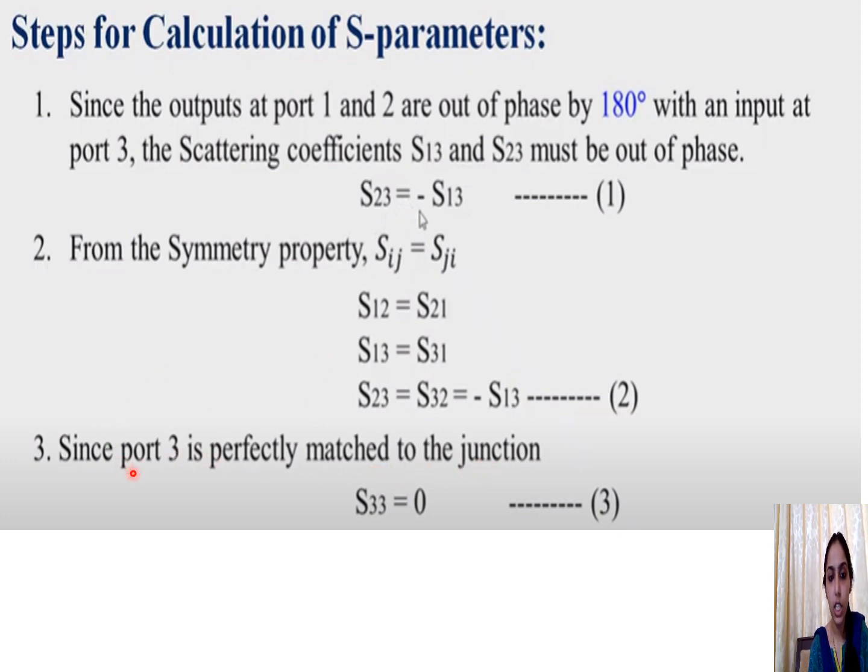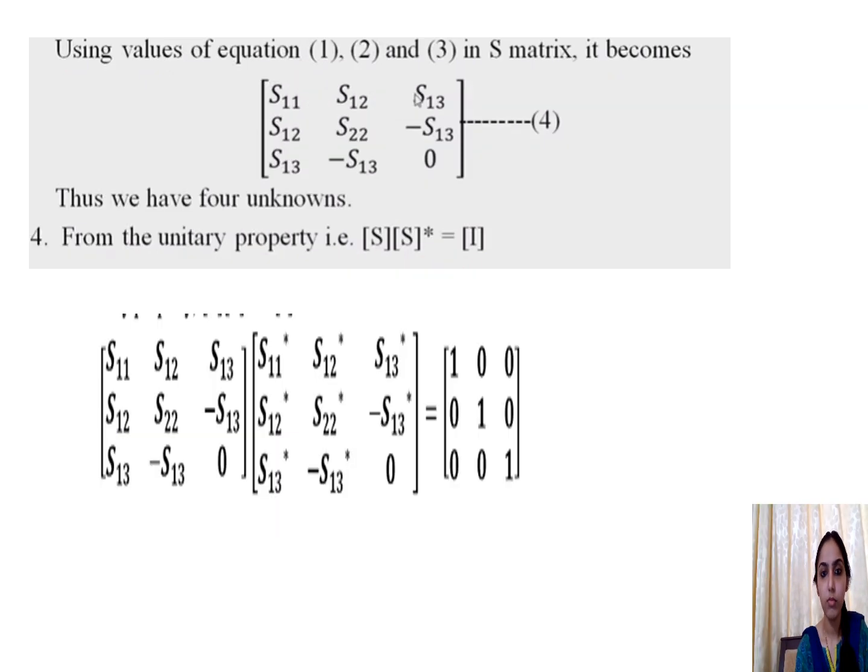So we are inserting the port 3 in such a manner that it is perfectly matched, there is no impedance mismatch and there is no reflection. Okay, so S33 can be considered as 0. Okay, so using these properties we can proceed further. So when we are writing the S matrix now using the values obtained in 1, 2 and 3, the S matrix becomes as shown in equation number 4.